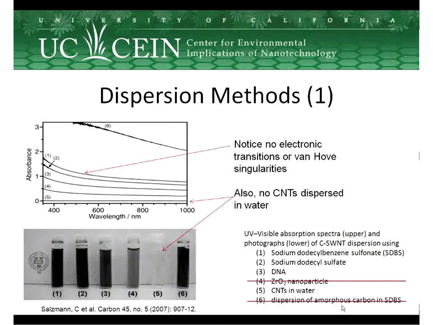So there's different dispersion methods. This is a study that was done in 2007 by other people, and what they were looking at was using different surfactants. So SDBS, sodium dodecylbenzene sulfonate, is a very common surfactant. It's used for dispersing many different things that are hard to put into water. Sodium dodecyl sulfate, SDS, is also another very common one.